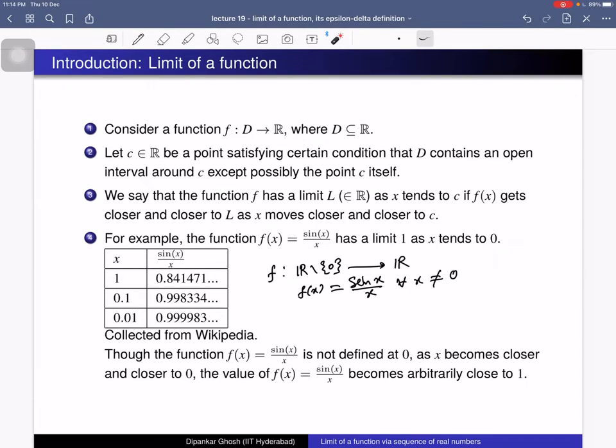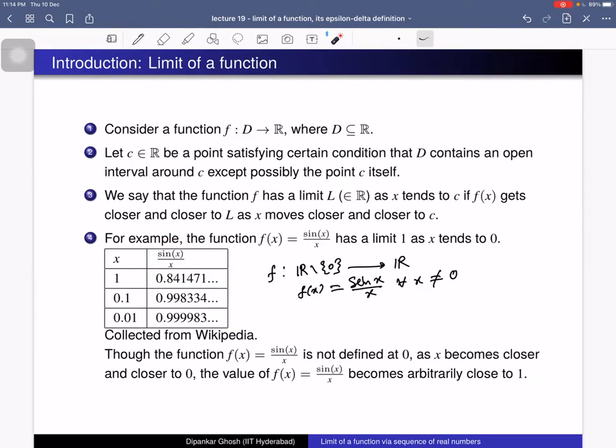Consider this function from the collection of all non-zero real numbers to the set of real numbers, given by f of x equals sin x divided by x for all non-zero real numbers x. If x is 1, the function value is given by this. If x is 0.1, the function value is given by this, and it is getting closer to 1. As x approaches 0, the function value approaches 1, and this is the notion of limit.